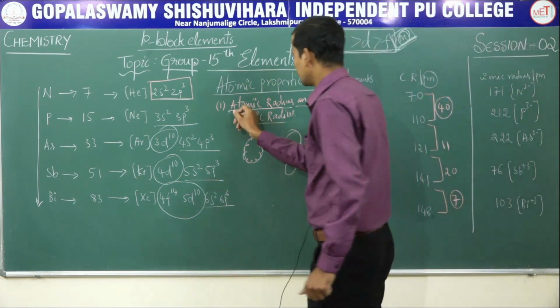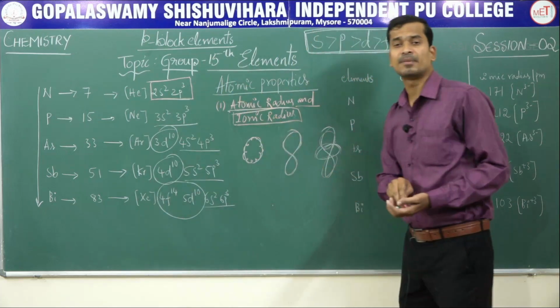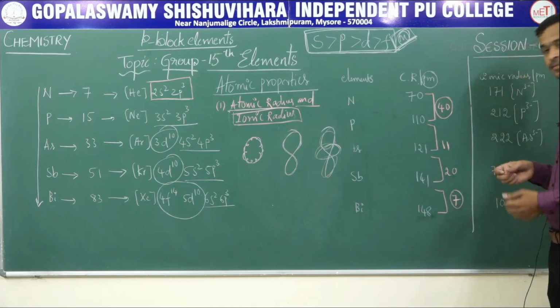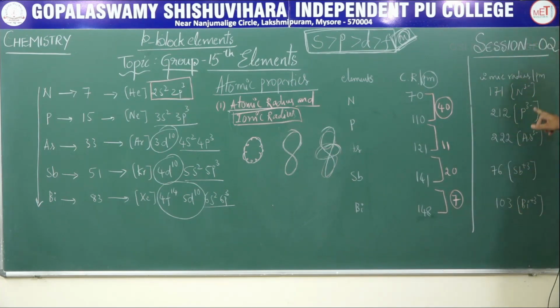Next, move on to the ionic radius. Ionic radius, what is meant by ions? Ions are charged species, either cationic radius or anionic radius. That is N3 minus and P3 minus, because nitrogen exhibits both positive oxidation state and negative oxidation state due to its higher electronegativity. Moving down the group from antimony to bismuth, the tendency to exhibit the positive oxidation state increases. Generally, the anionic radius is higher than the neutral and the cationic radius is smaller than the neutral.